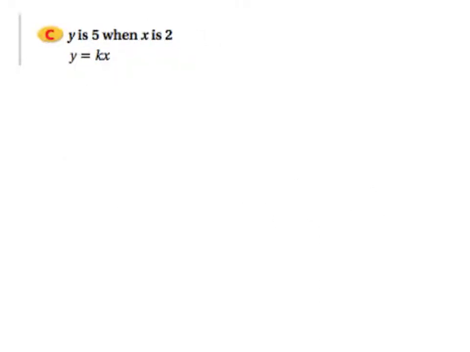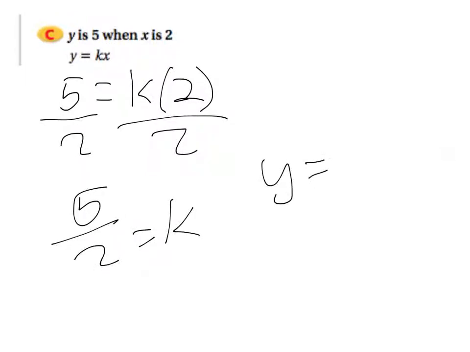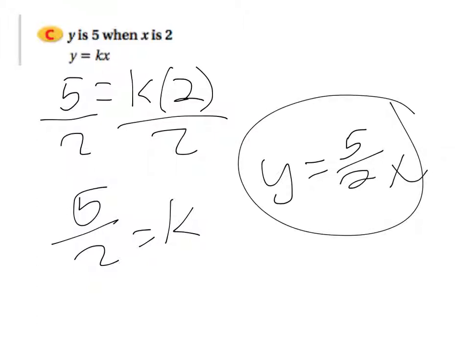I want you to try this one by yourself. Find the direct variation equation when y is 5 and x is 2. So y is 5, x is 2. We divide by 2, we get 5 halves is equal to k. So y is equal to 5 halves x. This would be our answer for this one.